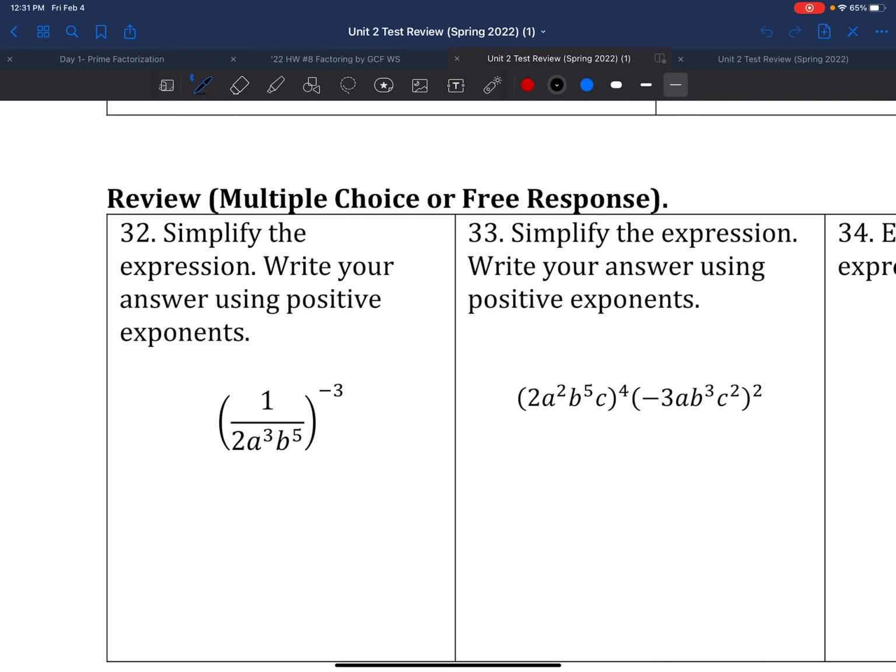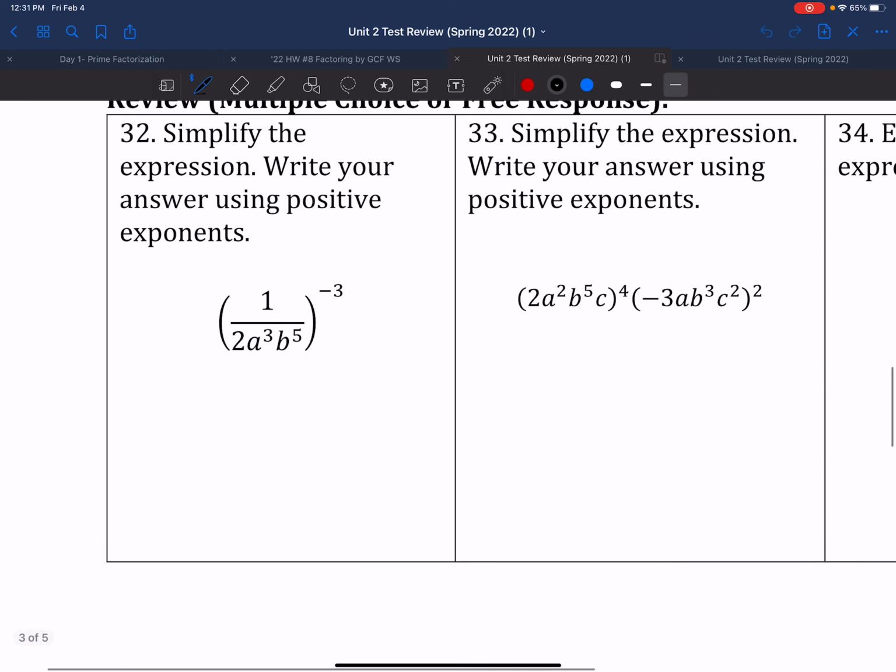We're going to go ahead and talk about simplifying the expression. Write your answers using positive exponents. So we take a look at number 32. I see that this whole quantity here is raised to the negative third power. Without having to do the work, I can just say that since I'm going to give everyone that negative exponent, they're going to go on the other side of the fraction.